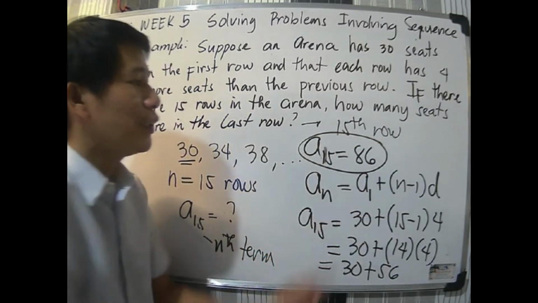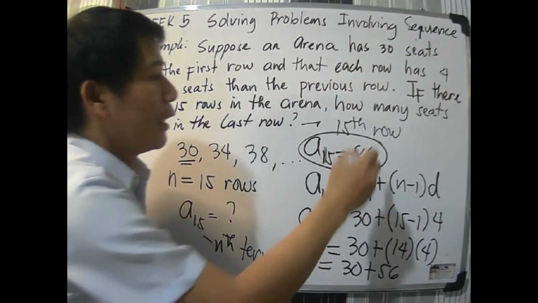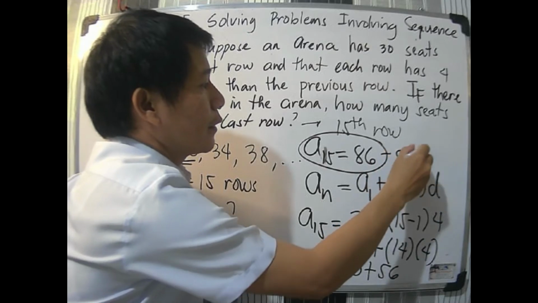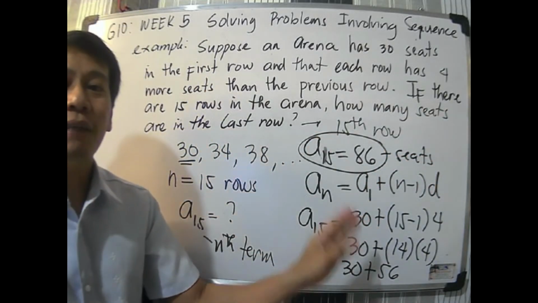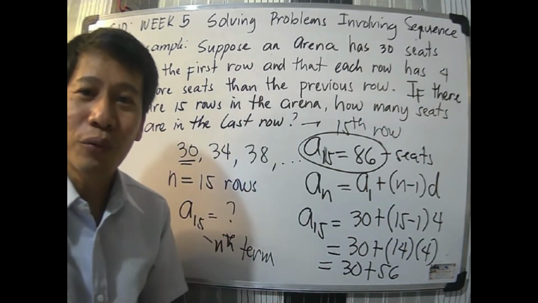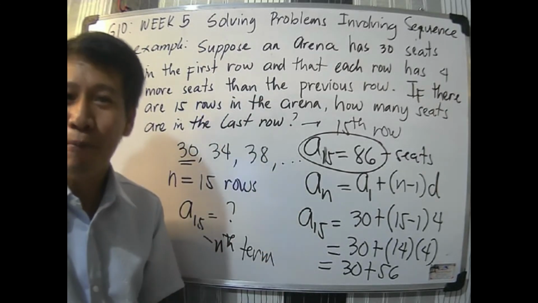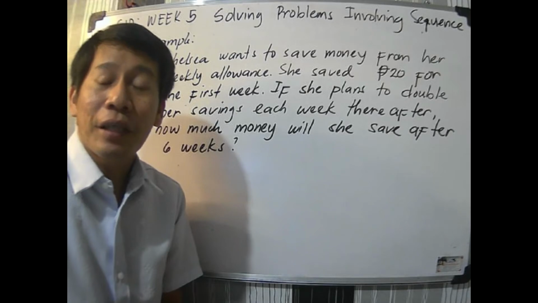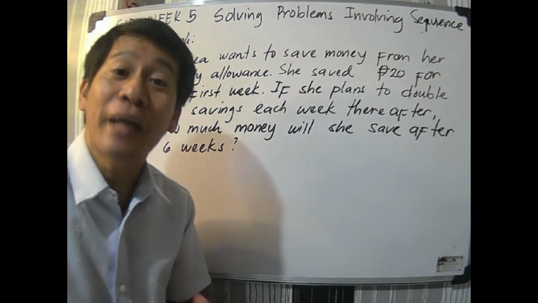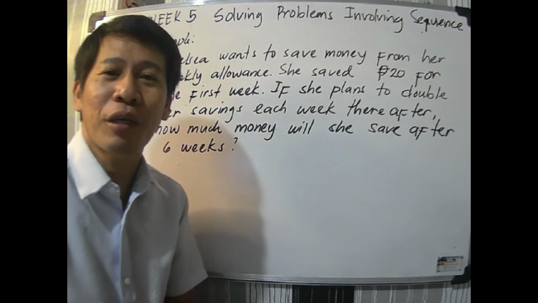So, in other words, there are 86 seats in the last row. Okay? So, that is our first example. Okay, and now let us have another example of a problem situation.